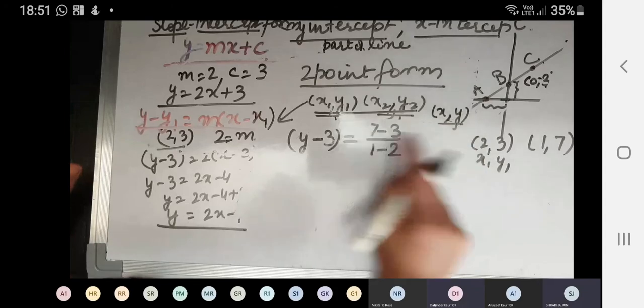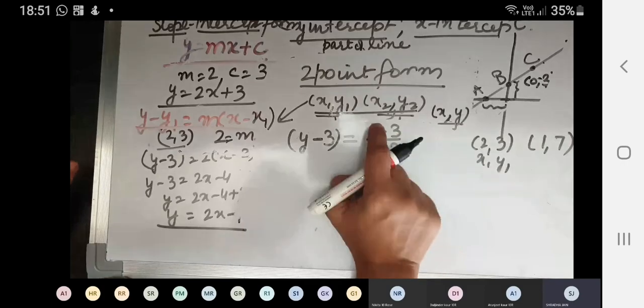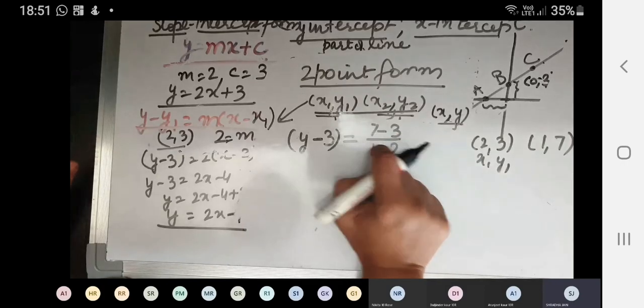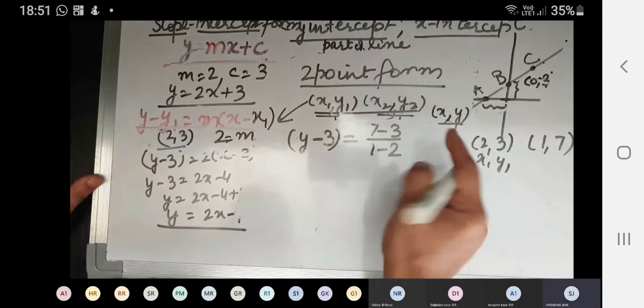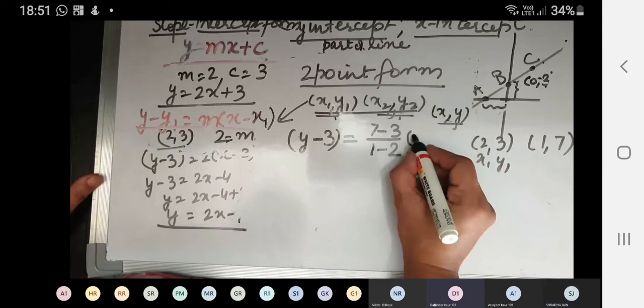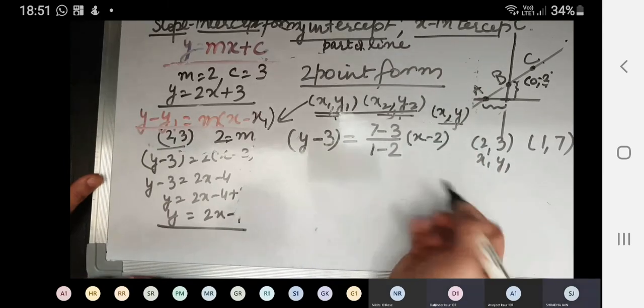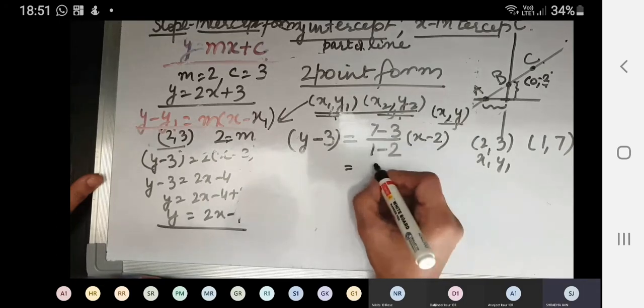You have to take it in order. Any point can be x1, y1 and x2, y2, but here you have to take this as one point and this as the other point. You cannot change it for your convenience. Multiply by x minus 2. Correct? So this on simplifying gives you minus 4 upon minus 1.